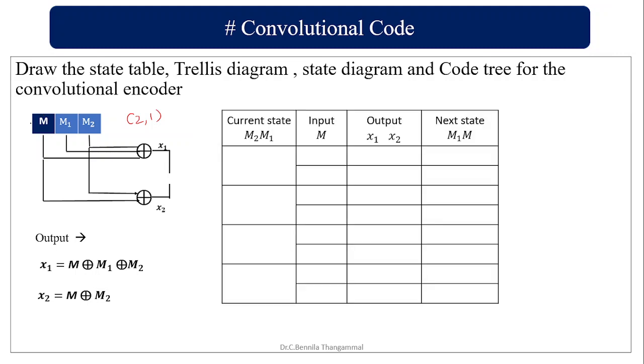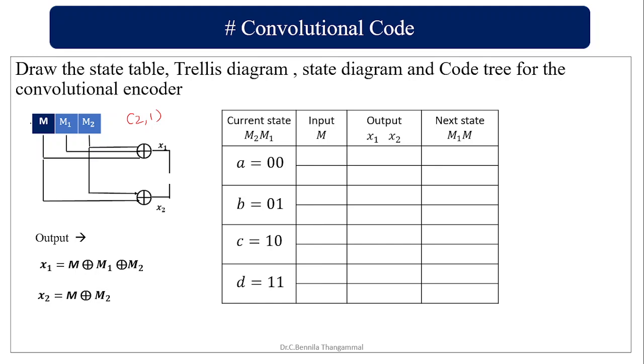Here is the state table. Your current state is M2, M1. With 2 bits, the number of possible combinations is 4, and your input is M. Your output is X1, X2, and your next state will be M1, M. So you have 4 current states: 00, 01, 10, 11. Let the states be named A, B, C and D.